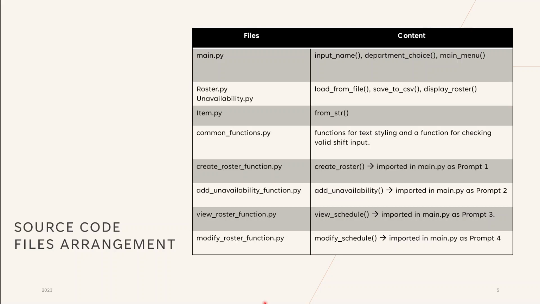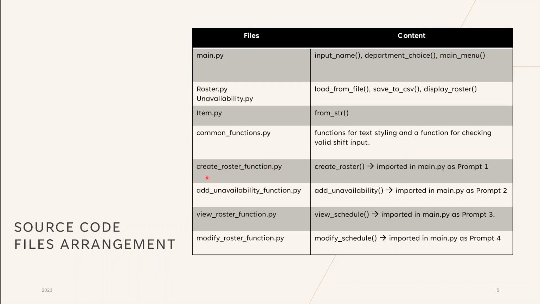First, I will explain a bit about how I arranged the files in the source code. The main.py is the main file, which includes all the functions like input name, department choice, and main menu. The roster.py and the unavailability.py are the files that store all the code of the classes, with the main functions such as load from file, save to file, and display rosters. The item.py is the file for class Item, which has the main function from_string.